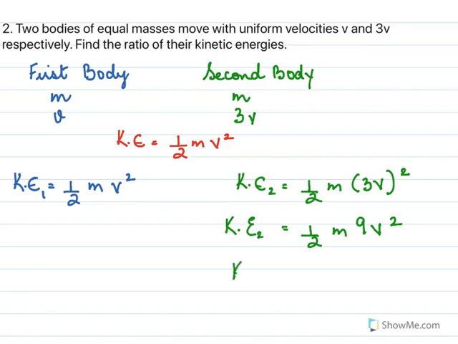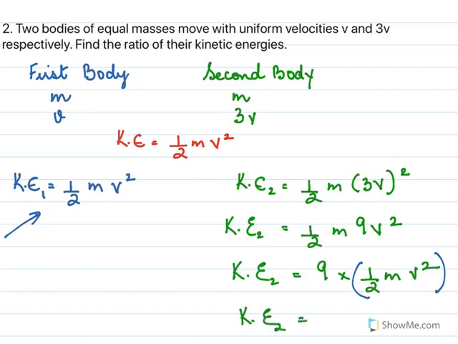Kinetic energy 2. I'll just rearrange it. I'll write 9 into 1 by 2 half mv square. If you notice, this portion is kinetic energy 1 here. So I can write kinetic energy 2 equal to 9 into kinetic energy 1. And we need to find the ratio, which means kinetic energy of the first body over kinetic energy of the second body will be 1 by 9. The ratio is 1 is to 9.